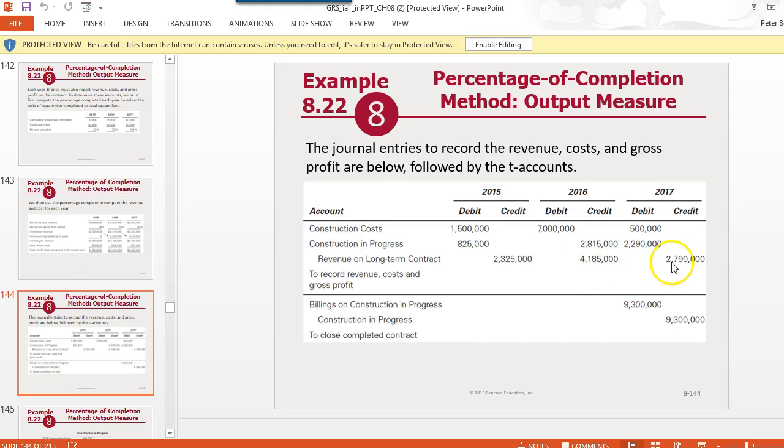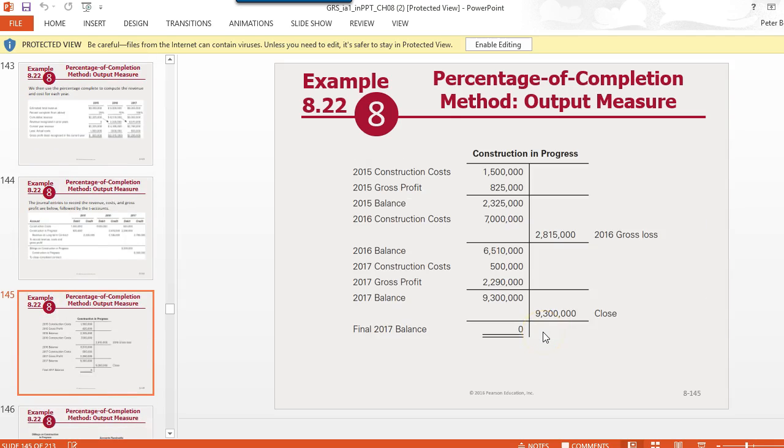The final year, you've got revenue going to $2,790,000. You recognize construction costs, actual costs of $500,000. Your construction in progress is your gross profit, which is accumulating the costs. Your billing on construction is then debited. Your construction in progress is credited, and so on. You have your basically T accounts. So let's review the construction in progress T account.